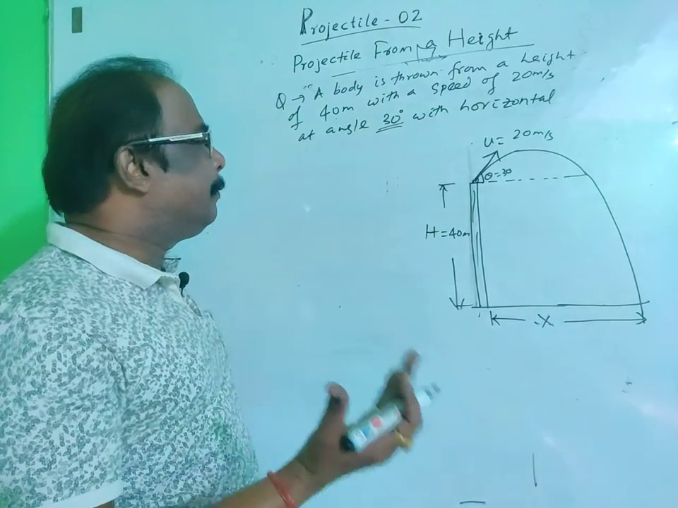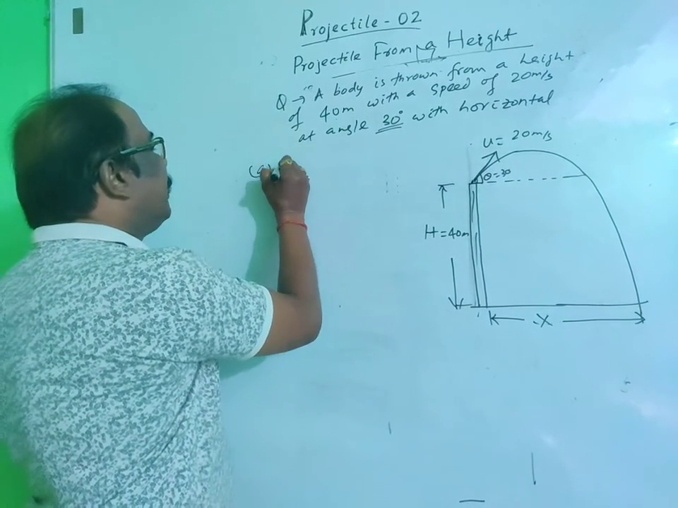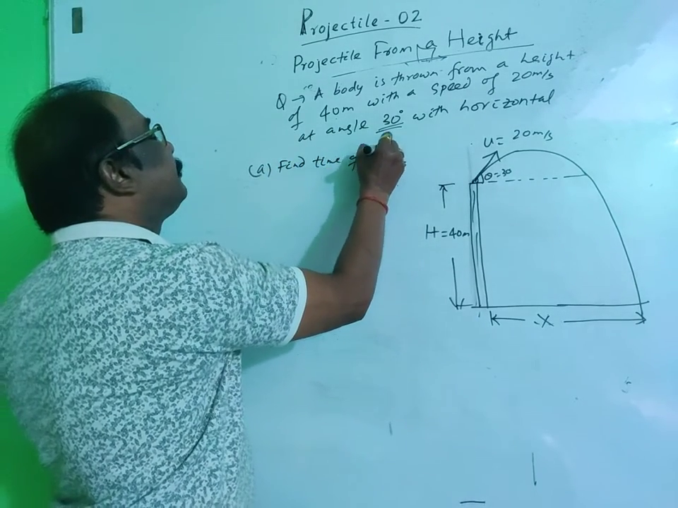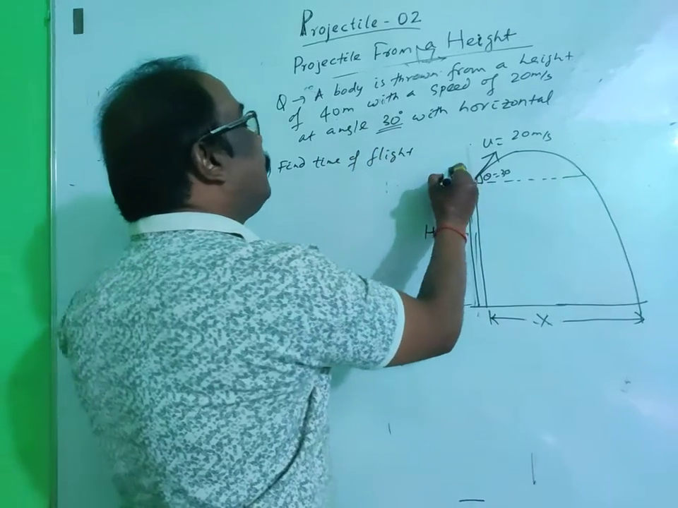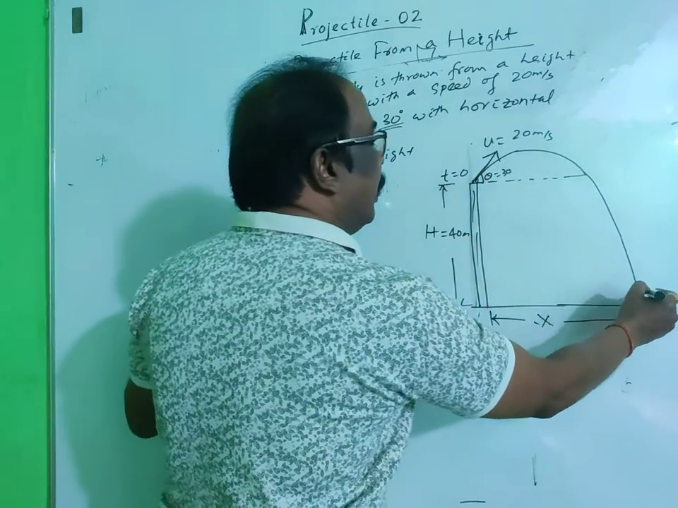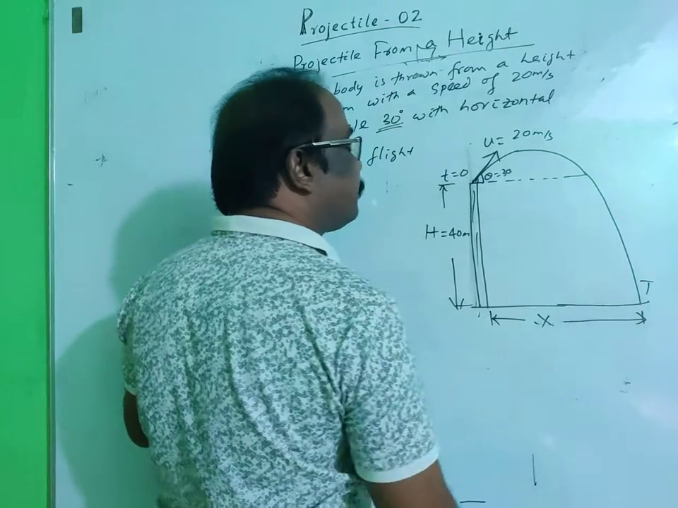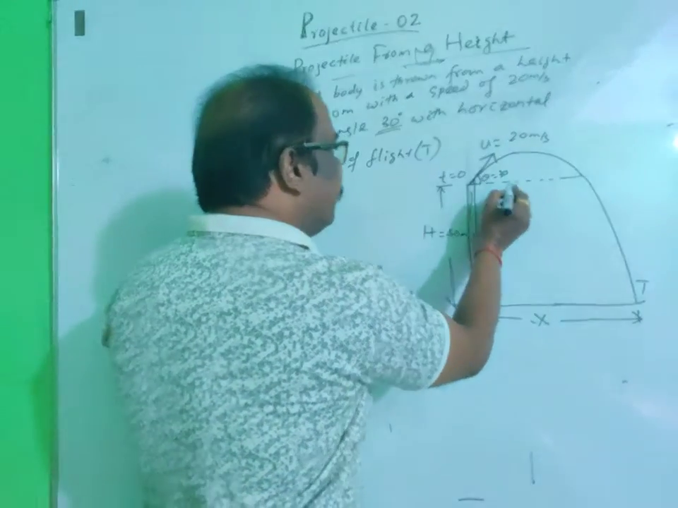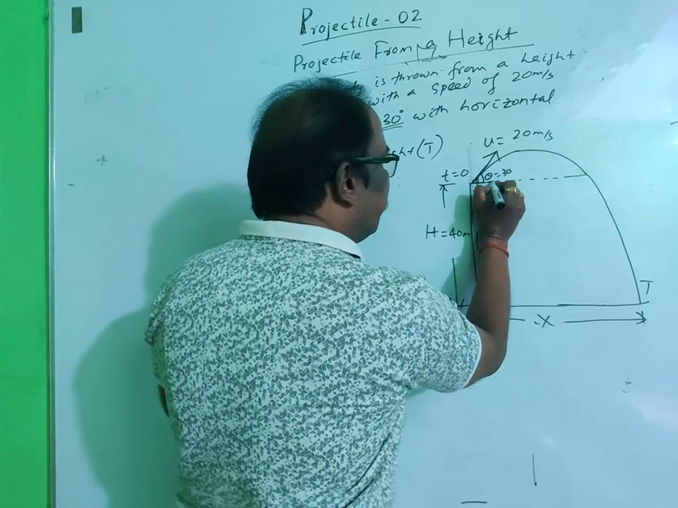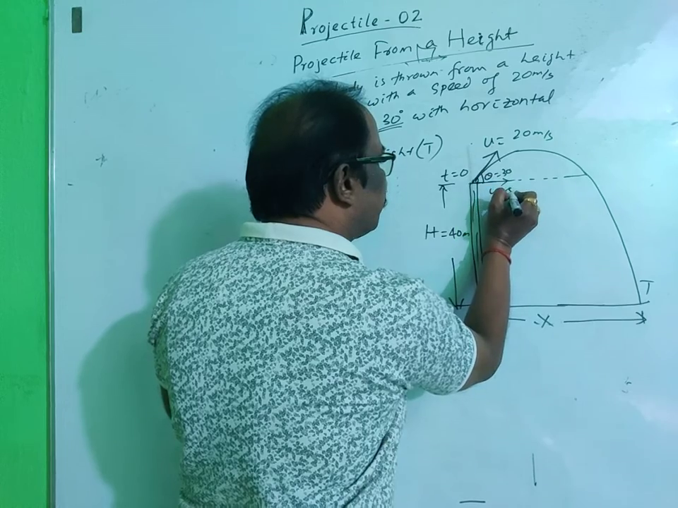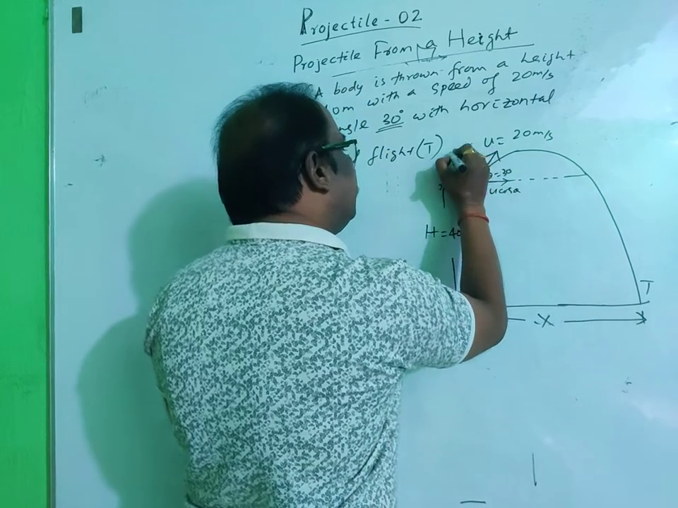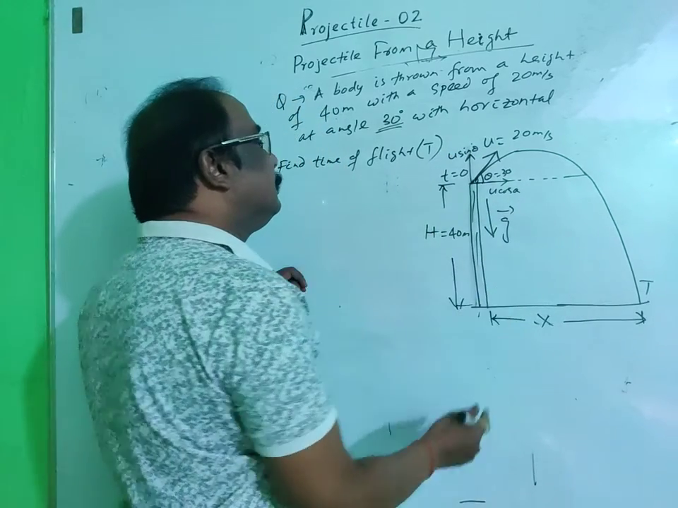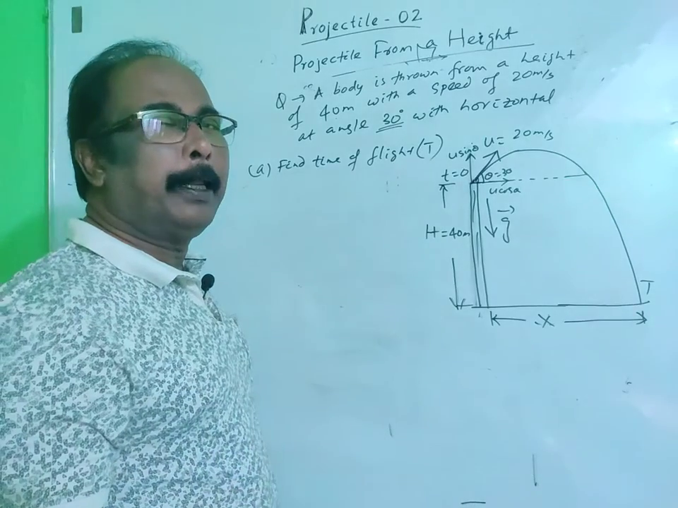Then what may be asked? It may be asked to find the time of flight. The body is thrown when time is 0 and strikes the ground when time is t. Then we have to calculate the time of flight t. This velocity is u, this is theta, so the horizontal component is u cos theta and the vertical component is u sin theta. And we know acceleration due to gravity is in the vertically downward direction. Here you have to take sign convention.